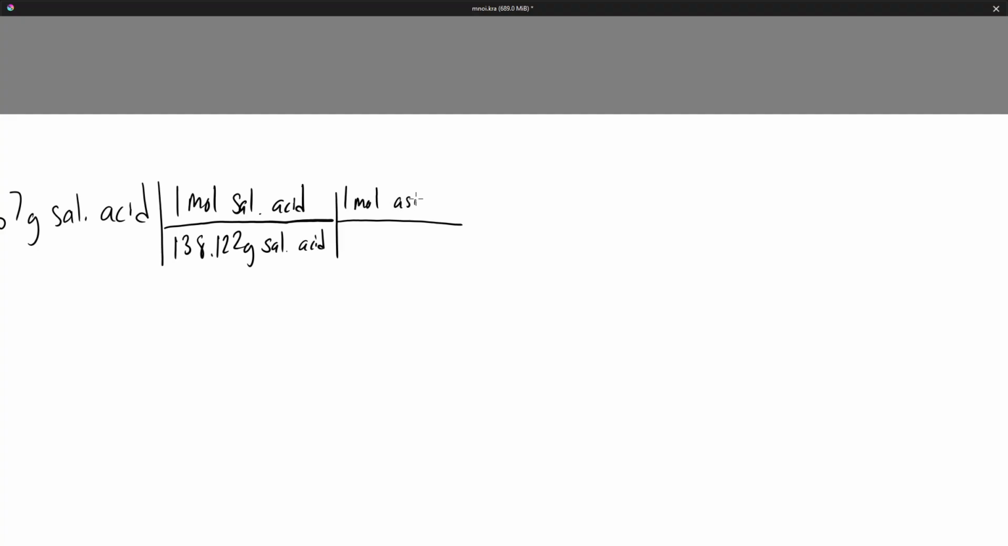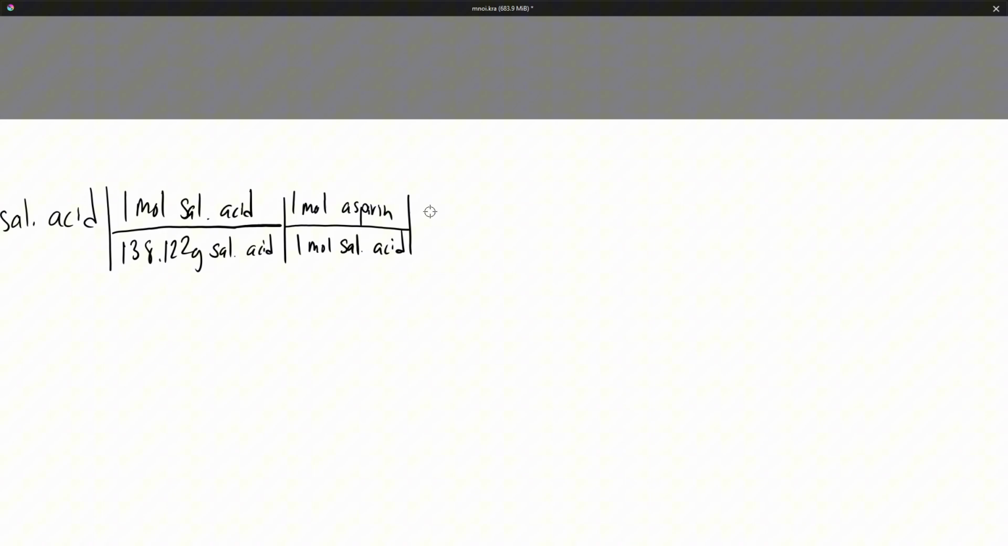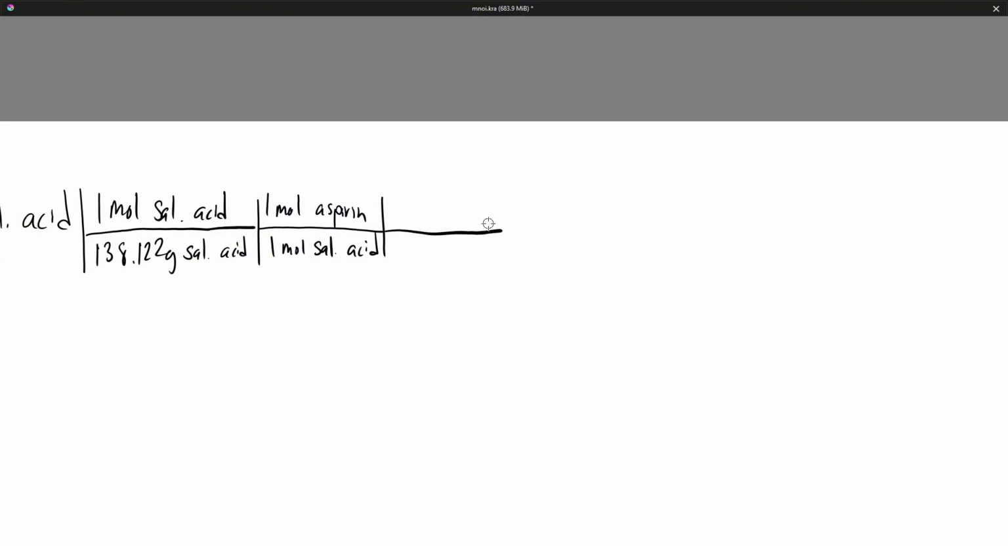1 mole aspirin for 1 mole of salicylic acid. Now we convert this number of moles of aspirin into a mass of aspirin, using the molar mass, which is 180.159 grams of aspirin.